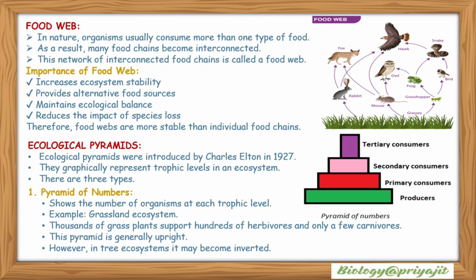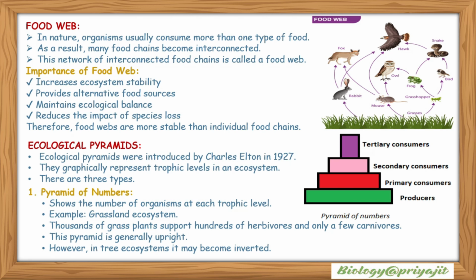Food web. In nature, organisms usually consume more than one type of food. As a result, many food chains become interconnected. This network of interconnected food chains is called a food web. Importance of food web: it increases ecosystem stability, provides alternative food sources, maintains ecological balance, reduces the impact of species loss. Therefore, food webs are more stable than individual food chains.